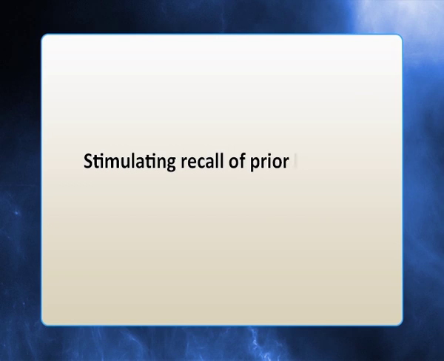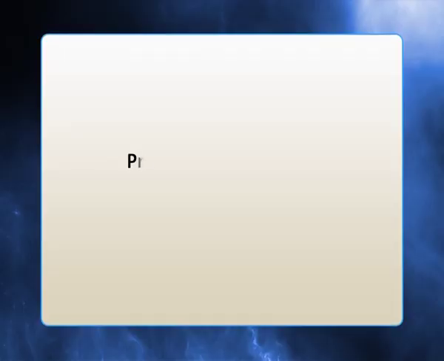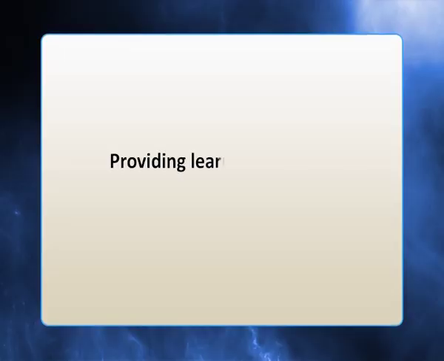Third, stimulating recall of prior learning. The teacher asks for recall of existing relevant knowledge. Then fourth, presenting the stimulus. The teacher gives emphasis to distinctive features. Fifth, providing learning guidance. The teacher helps the students in understanding semantic encoding by providing organization and relevance.